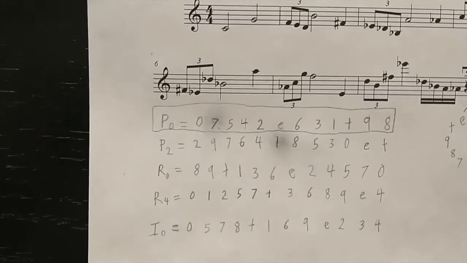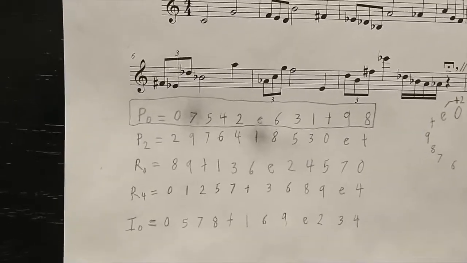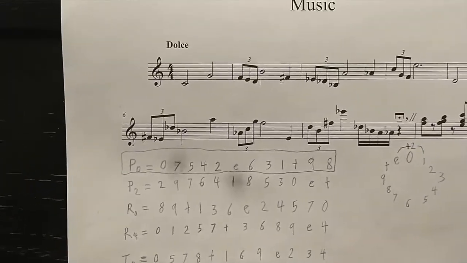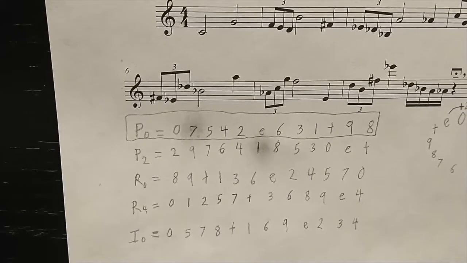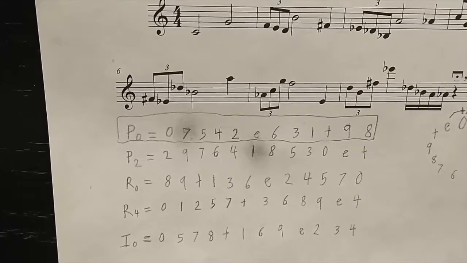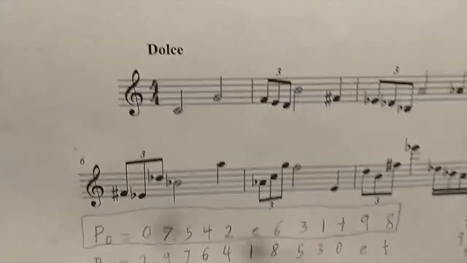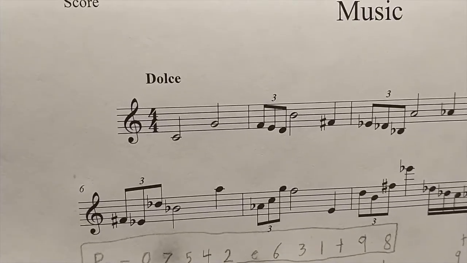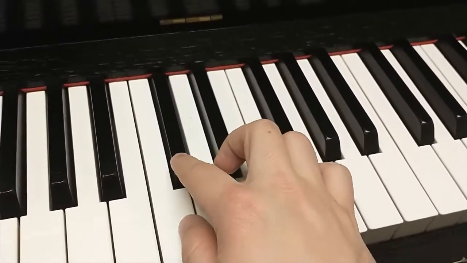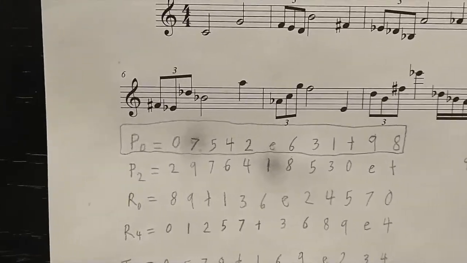Now we're going to start with the prime form, or P0. The prime form in serialism is basically the original musical idea. On our clock face, that translates to 0, 7, 5, 4, 2, 11, 6, 3, 1, 10, 9, 8. If my musical idea started on a D, we would have to transpose it down 2 tones, 1, 2, to get it back to C, and that would be our prime form. All prime forms start on 0.